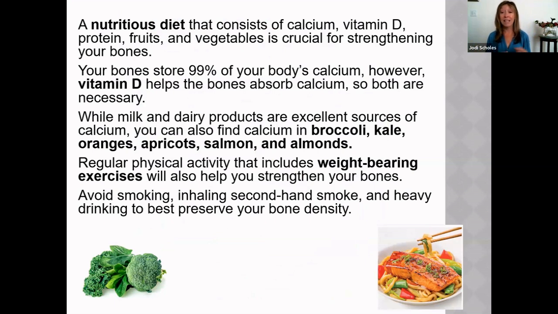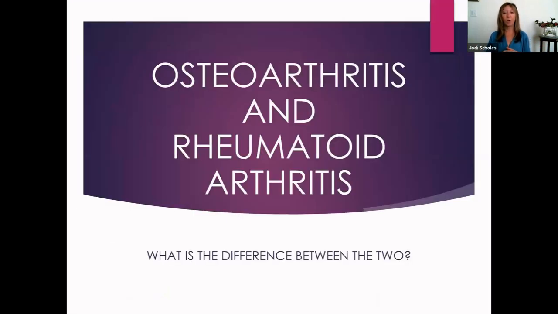You can get vitamin D in broccoli, in kale, in oranges, apricots, salmon, almonds. But the very best way, of course: improve your diet, don't smoke, don't drink too much. But the very best way is weight bearing exercise, to help stop the progression of the disease. Weight bearing exercise. Okay. All right.